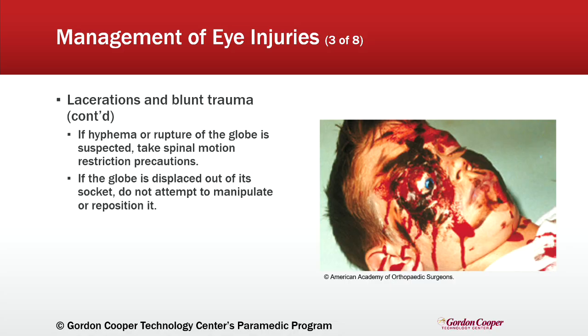If the eye is avulsed or displaced out of its socket, do not attempt to manipulate or reposition it. Instead, cover the eye with a moist, sterile dressing. You should also stabilize the other eye to prevent further injury from a sympathetic eye movement. Place the patient in a supine position and transport them to the hospital immediately.